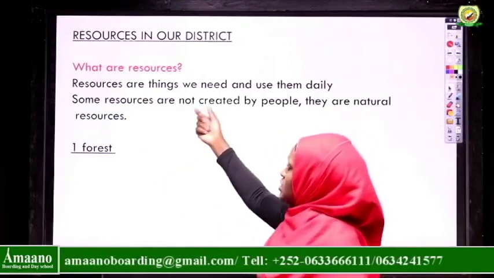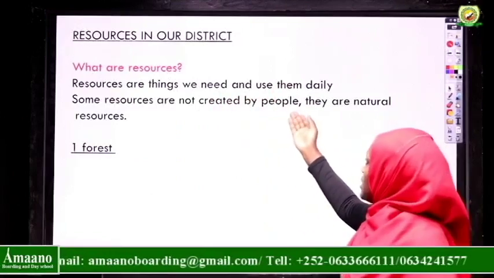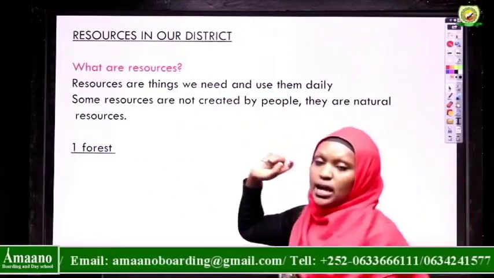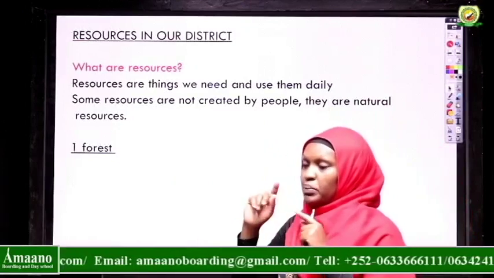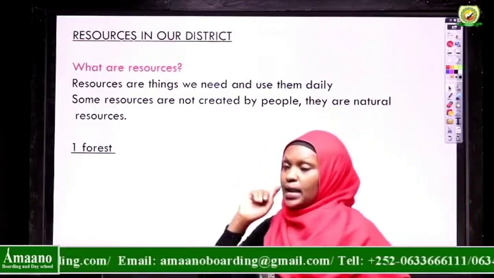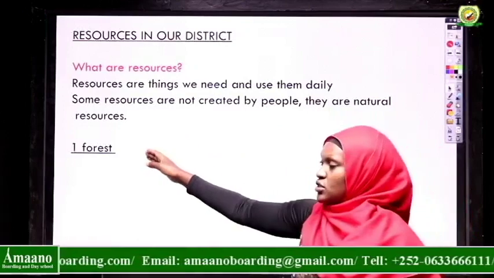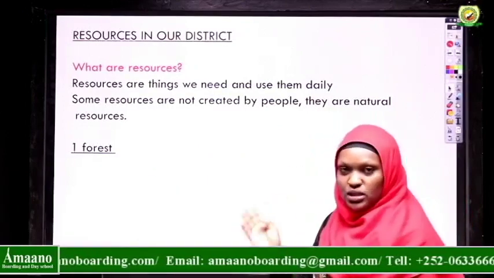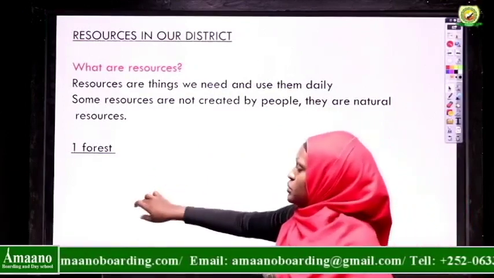We also say some resources are not created by people. They are natural resources. They are not made by any person. They are just made by Allah. So that's why we call them natural resources. We just find them. They are there. For example, types of resources we have.